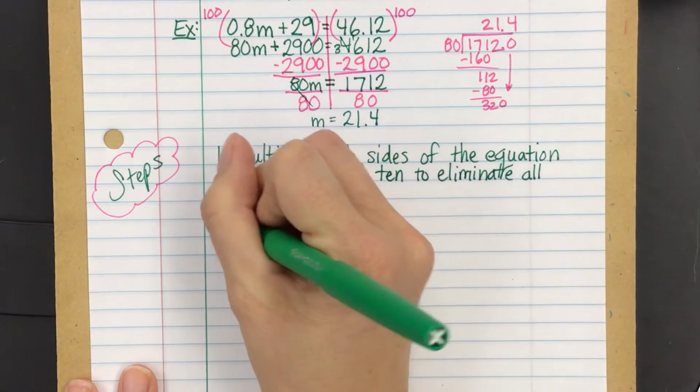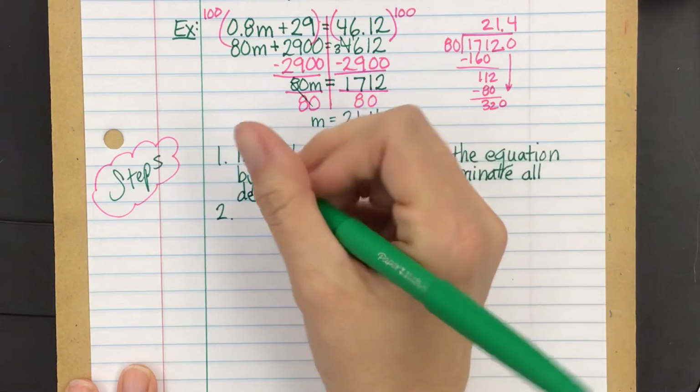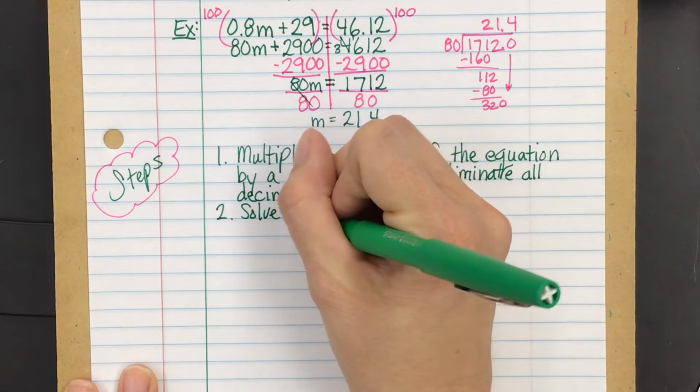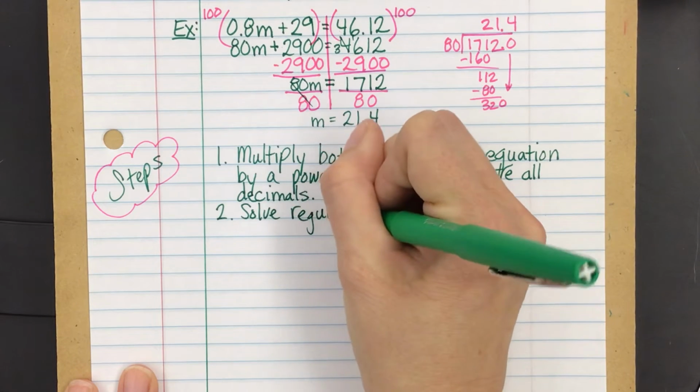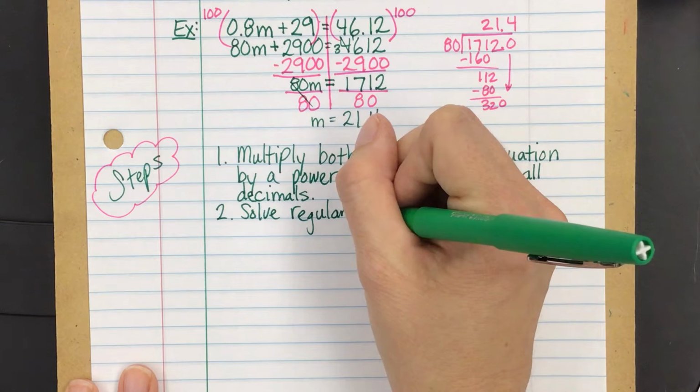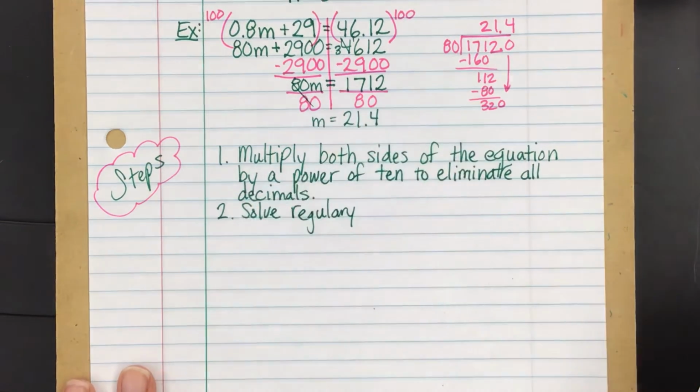Okay, and here's step 2. This is really intricate. Solve regularly. Oh, there shouldn't be an extra y there. Where's my whiteout?